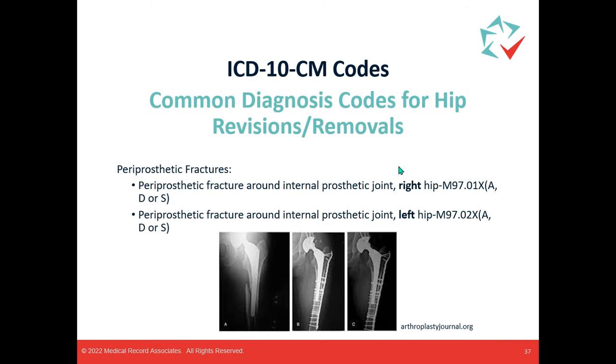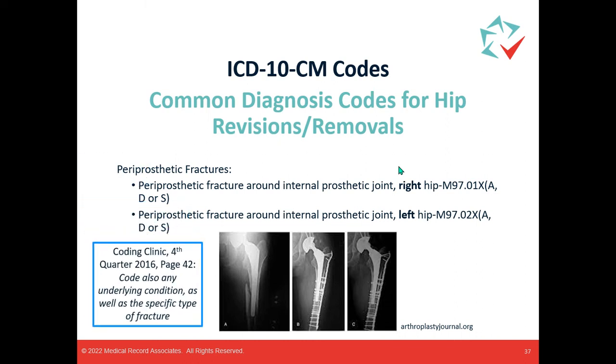Now we'll go over some of the ICD-10 codes for the common diagnoses for revisions and removals. Periprosthetic hip fractures are found in the M97 category. And according to Coding Clinic, fourth quarter 2016, a code for any underlying condition as well as a code for the fracture type, be it pathological or traumatic, should also be reported with that fracture code. So check that out for more information.